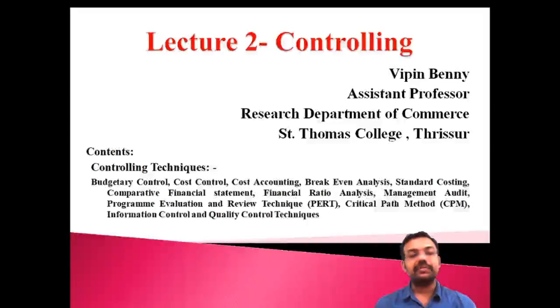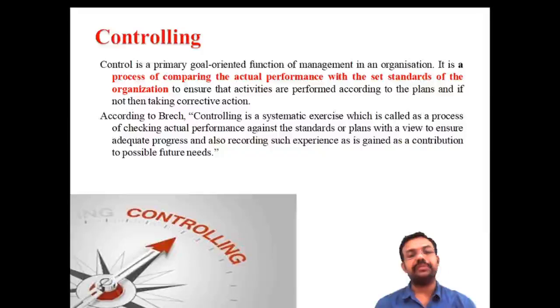Once again, what do we mean by the term controlling? Controlling is a process of comparing the actual performance with the standard of the organization, finding out the deviation, and taking corrective action. This process is known as controlling. It involves establishing the standard performance, measuring the actual performance, comparing the actual with the standard, finding out the deviation, and taking corrective action. These are the important elements of controlling.